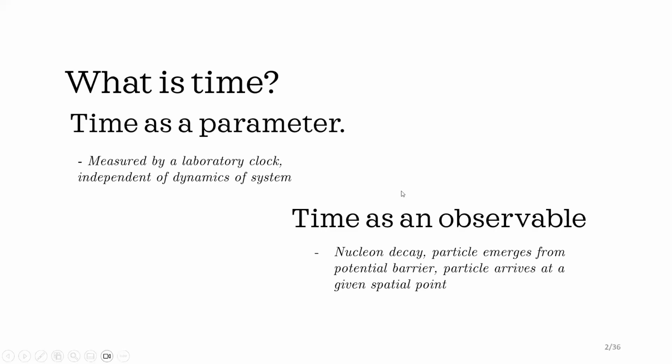What is time? Time in quantum mechanics enters as an extrinsic and absolute parameter marking the evolution of the system. This can be measured by a laboratory clock and is independent of the dynamics of the system. Yet, time can also be treated as an observable, as illustrated by events like the decay of a nucleon, tunneling, or when a particle arrives at some special point, such as the time of arrival. But what exactly is this time of arrival?